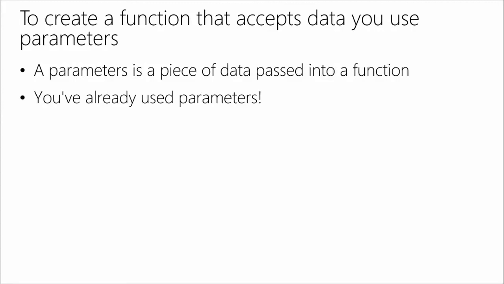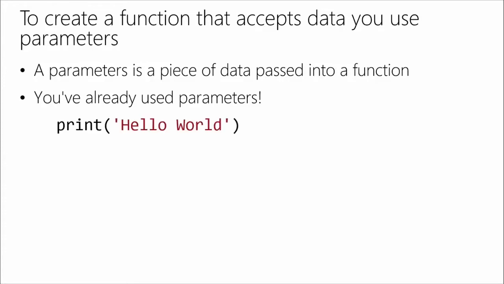In any event, a parameter is really nothing but a specialized variable. It's a variable for a function. And what's going to happen is rather than saying, like we did in the past, variable equals whatever we want the value to be, we're going to wait for somebody else to give us what that value is. So it's just like a variable. And in fact, we've already used parameters.